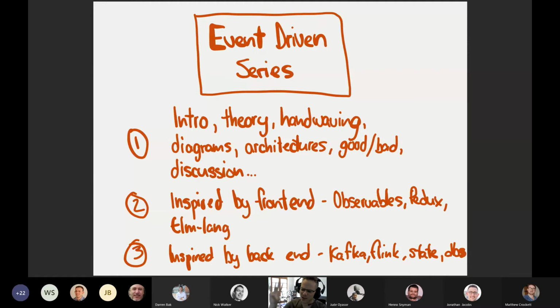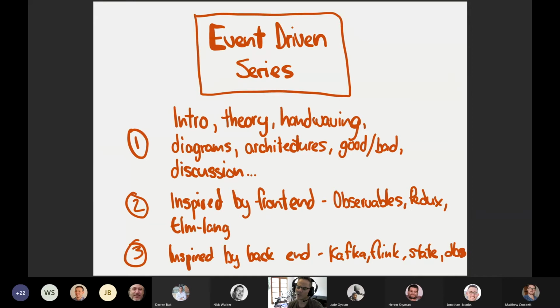The first one is very theoretical, an introduction to it, with lots of hand waving. There will be lots of hand waving, some diagrams, architecture, maybe good, bad, pros, cons, and then discussion around different stuff because it's not obvious. And then potentially in subsequent tech sessions, we could talk in more detail, practically, and look at actual technology stuff.